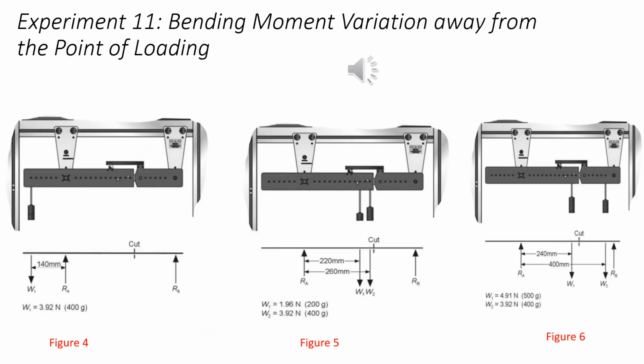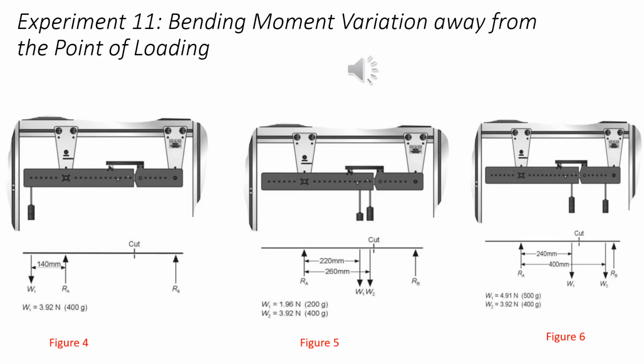In this experiment, we load the beam away from the beam cut position. That is, we measure the bending moment at a point away from the point or points of loading. There are 3 load cases given. You can see on the screen that figures number 4, 5 and 6 show the diagrams for the beams. So these are the load conditions.